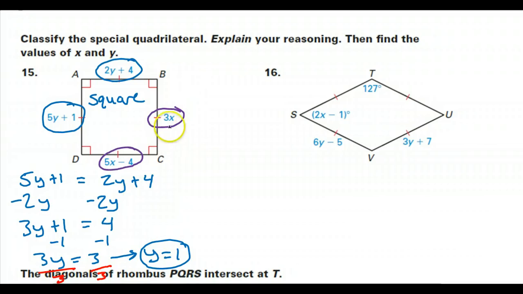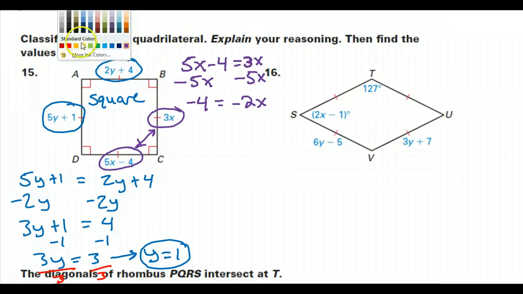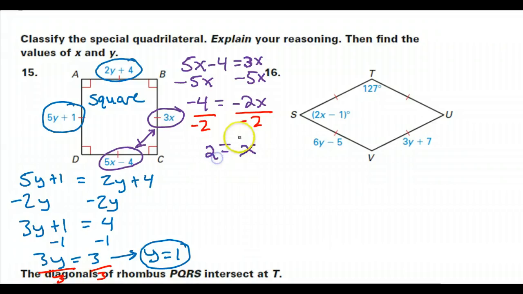Okay, so I found the value of y. Now let's find the value of x. I'm just going to set these equal to each other now. Okay, and that's the value of x.